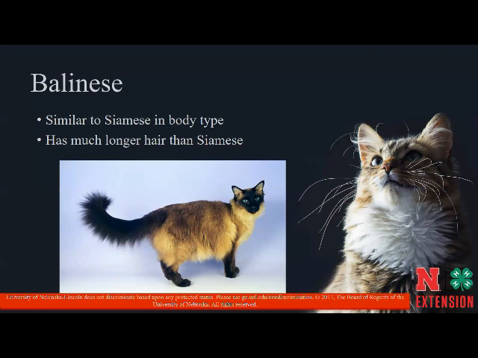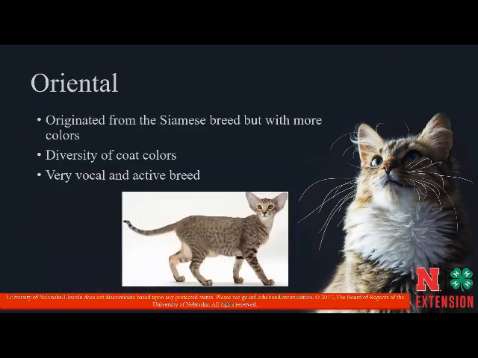Balinese. They're similar to a Siamese in body type, but have much longer hair. So you can see they also have the dark on the tail, the dark on the legs and feet, and then the darker face. Oriental. This is another breed similar to Siamese, but has many more colors. They also have long and short coats. Again, very vocal and active.